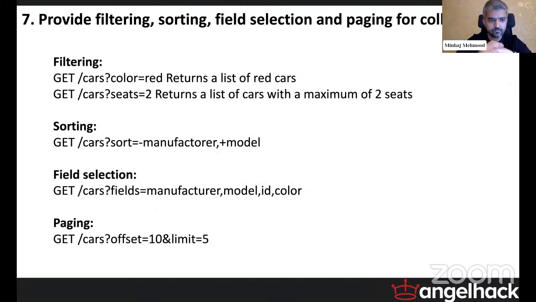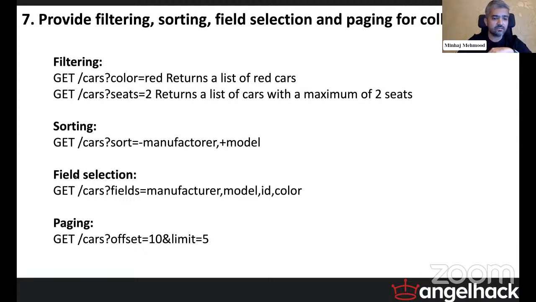Cool. Okay. Right, seven. Always try to provide filtering, sorting, field selection, and paging for collections. So if your API, for example, returns a collection of cars, it should accept parameters, for example, for how many records the front end requires in one result, and what field should be used for sorting, if you need sorting on the manufacturer or model or color. These parameters are good to have as part of your endpoints.